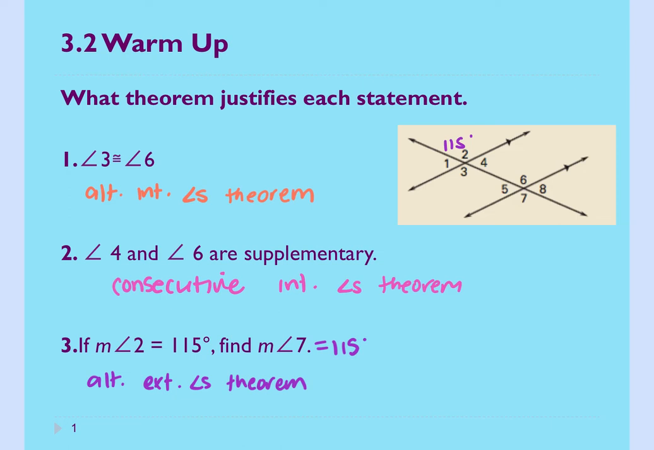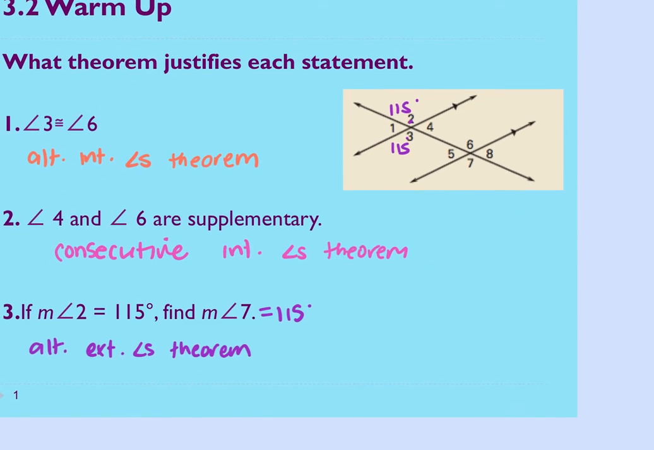Yeah, 3 is also 115. So you could have gone 115, and those are vertical angles, and then you could have gone 115 to 7, corresponding. Yeah, 2, 3, 6, and 7 are all 115, and then 1, 4, 5, and 8 would all be 65.